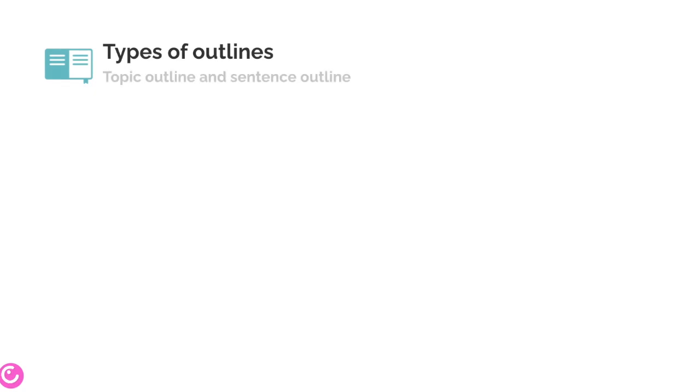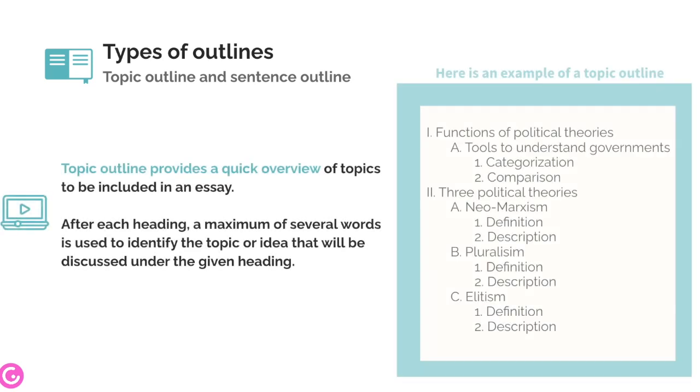There are two main types of outlines: topic and sentence outlines. Both types are hierarchical outlines, but a topic outline is far more brief. A topic outline provides a quick overview of topics to be included in an essay. You are probably already familiar with this structure.